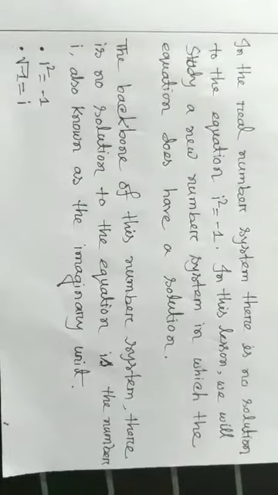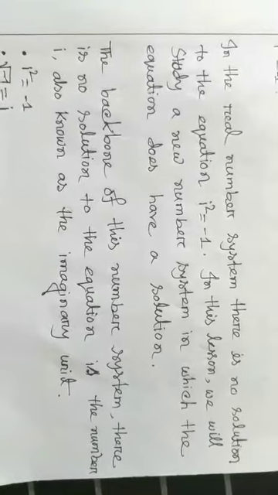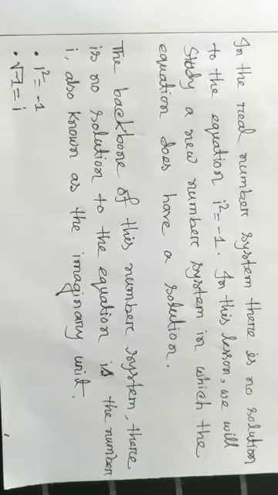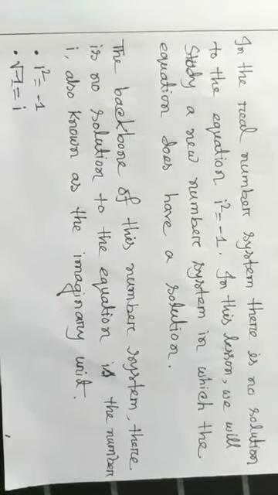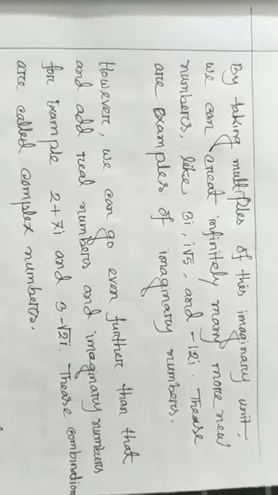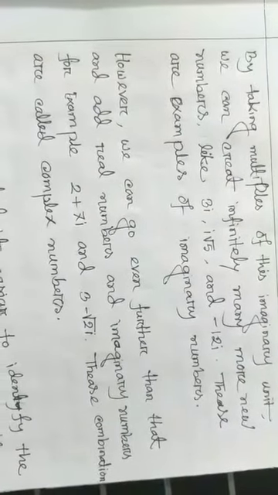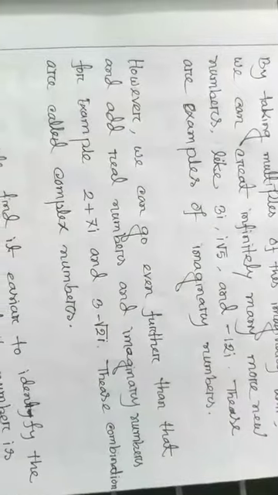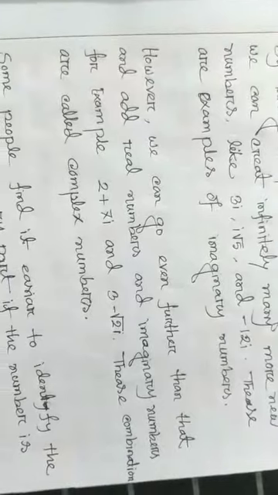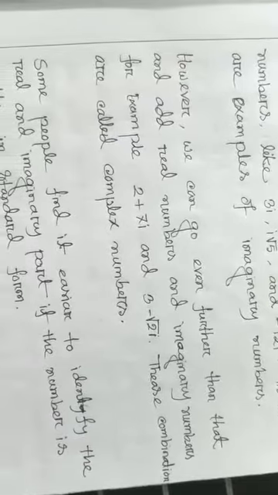The backbone of this number system is the number i, also known as the imaginary unit. i squared equals minus 1. Root over minus 1 equals i. By taking multiples of this imaginary unit, we can create infinitely many new numbers like 3i, i root 5 and minus 12i. These are examples of imaginary numbers.